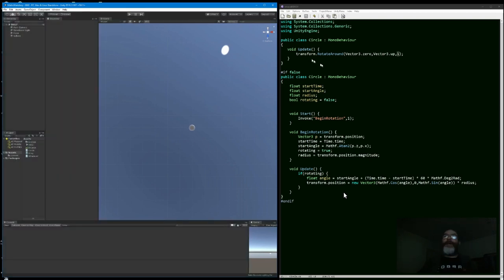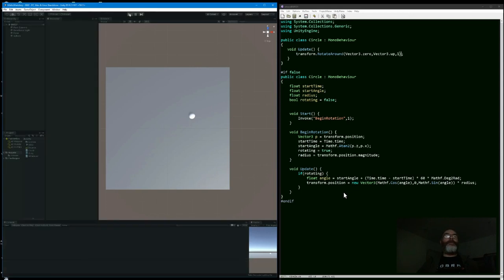In fact, I'm kind of curious now. What would happen if I put in 0 here? Ah, but this is a rotate around. So yes, there isn't an absolute position. Fine. So there's that explanation.